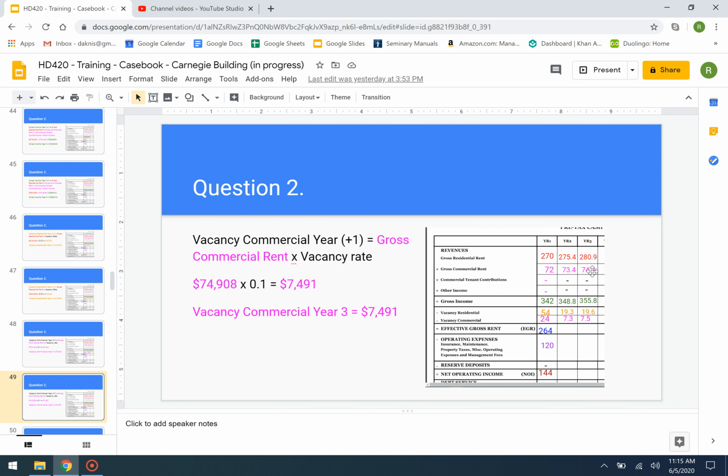Year 3, we take this year 3 number, we plug it in, times it by our new vacancy rate of 10%, 7,491 for year 3, plug it in right there.